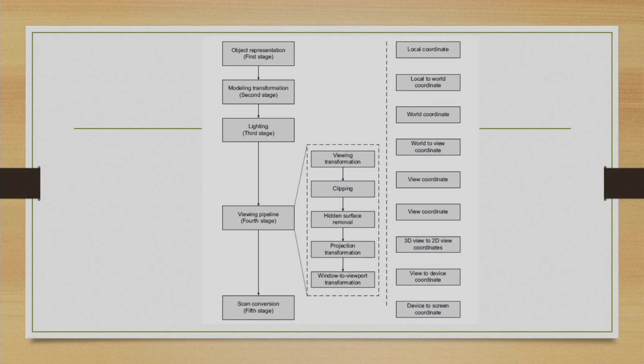So, we are currently discussing the graphics pipeline and there are 5 stages in the pipeline as we all know. The first stage is object representation, second stage is modeling transformation, third stage is lighting, fourth stage is viewing pipeline and the fifth stage is scan conversion. Among them we are currently in the fourth stage, that is viewing transformation. The previous 3 stages we have already discussed.